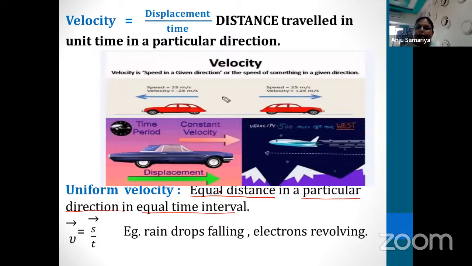If I change to unequal distance in a particular direction in equal interval of time, it's non-uniform. If I change to equal distance in different direction in equal interval of time, it is again non-uniform. Okay, so we have three factors. Equal distance in a particular direction but in unequal interval of time, again it is non-uniform. Okay, so uniform velocity means equal distance in equal interval of time in a particular direction. So that is uniform velocity. And the classical example, this is very, very important.